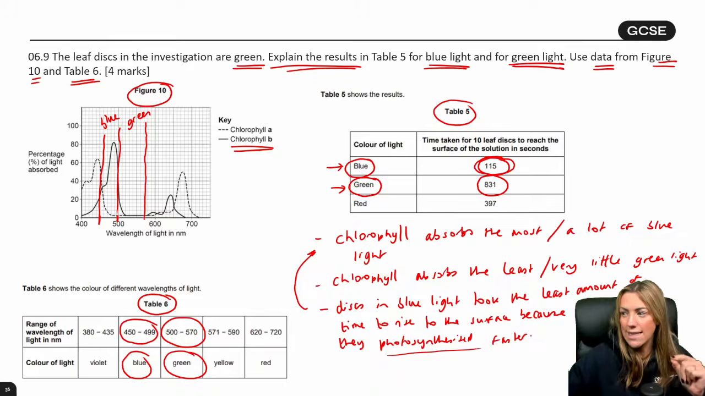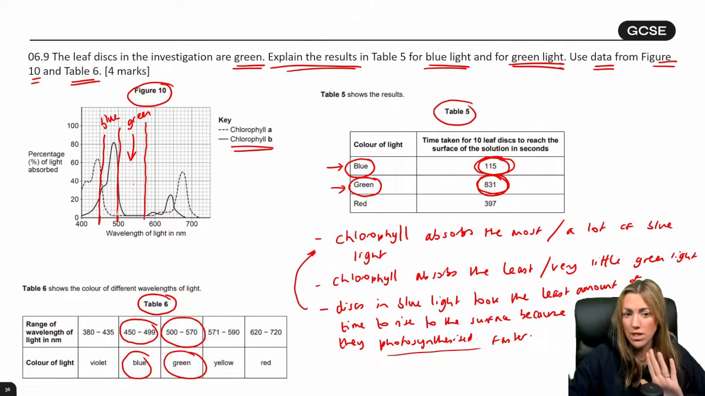I could have said discs in green light took the most amount of time to float to the surface because they photosynthesized the slowest. I can see that in green light, the time taken for 10 leaf discs to reach the surface was the longest. And I know that's because in green light, there's hardly any light absorbed at all between those wavelengths. So there's far less photosynthesis, far less oxygen produced, which explains the result in table 5, that it took the longest amount of time for those leaf discs to float to the surface.